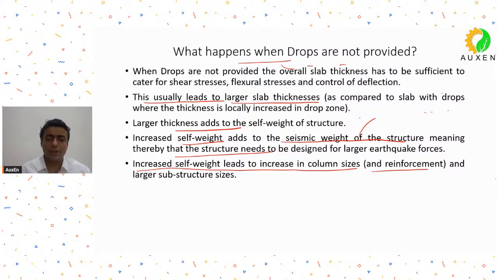So not only does the seismic weight increase, even the entire self-weight of your system increases, thereby adding to the requirement of larger columns. And if your overall loads have increased, of course you will require larger substructure sizes. So imagine you were doing an isolated footing, and now you have to do isolated footings for larger dead weights, of course your sizes will increase. Okay, so this is a loop that you are caught in.